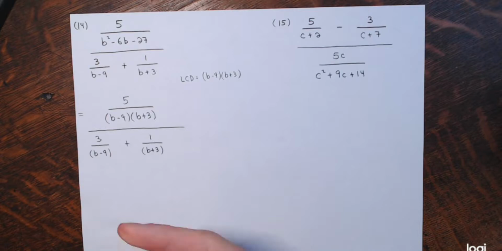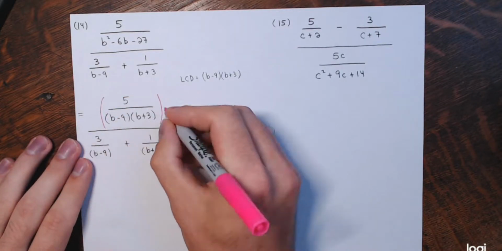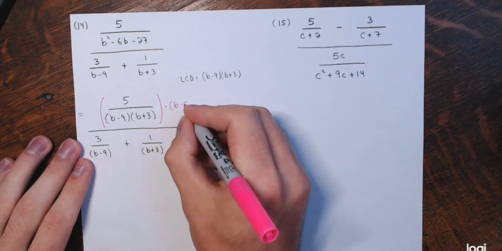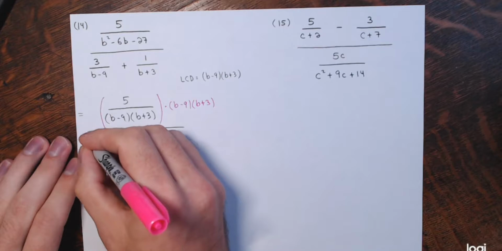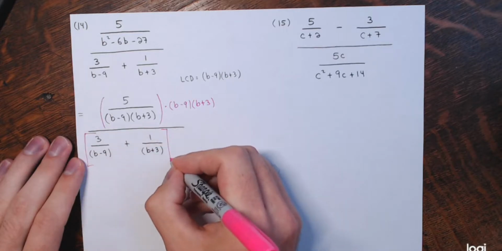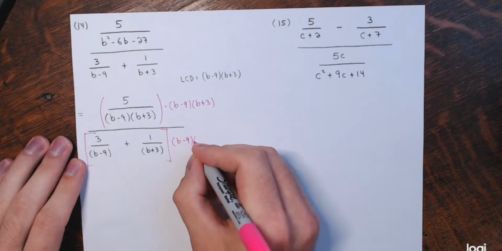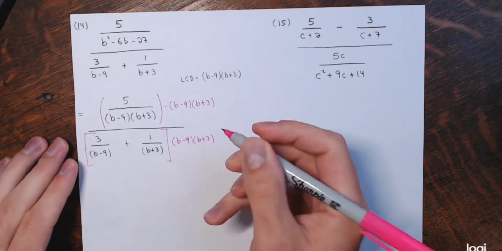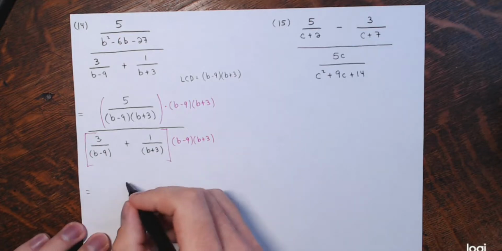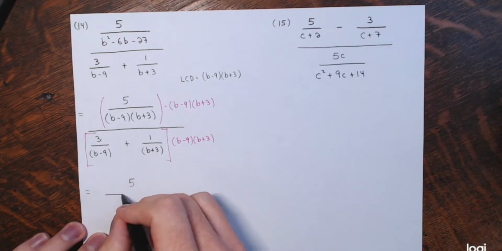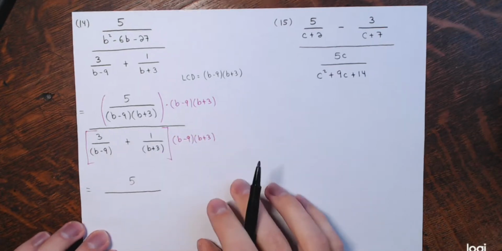And so now, I multiply the entire numerator, that one fraction up here, by the LCD, b minus 9 times b plus 3. And the denominator, under the main bar, has two terms, and each of those will get multiplied by the LCD as well. So in the numerator, I'm left with just the number 5, because both b minus 9 and b plus 3 would cancel.